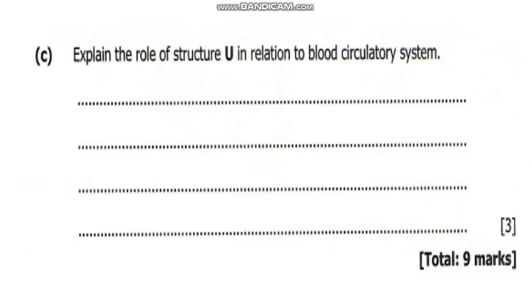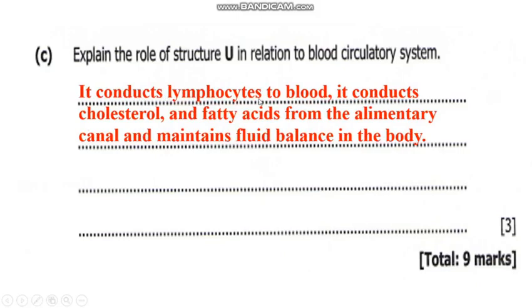So in terms of writing our answer, we can say the structure labeled conducts lymphocytes to blood. It also conducts cholesterol and fatty acids from the alimentary canal and maintains the fluid balance in the body. So we can say it conducts lymphocytes to blood, it conducts cholesterol and fatty acids from the alimentary canal and maintains fluid balance in the body. So these were the answers to this question C.